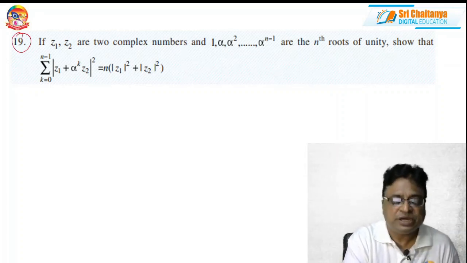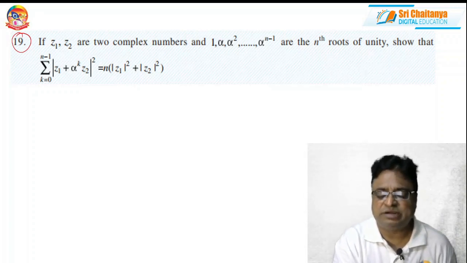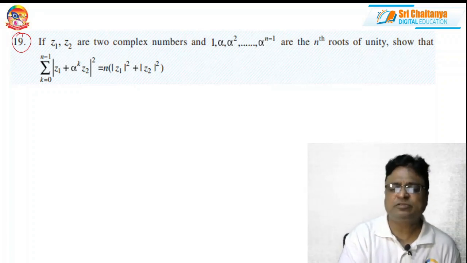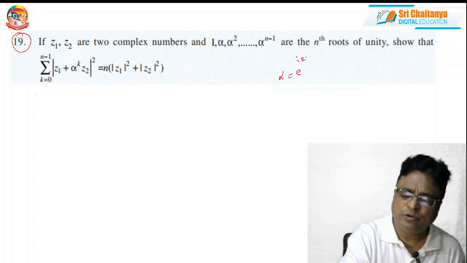examinations also. Read the question properly. Z1 comma Z2 are two complex numbers, and 1 comma alpha, alpha square and so on, alpha power n minus 1 are the nth roots of unity. If they are nth roots of unity, then what is my alpha? E power i 2 pi by n.